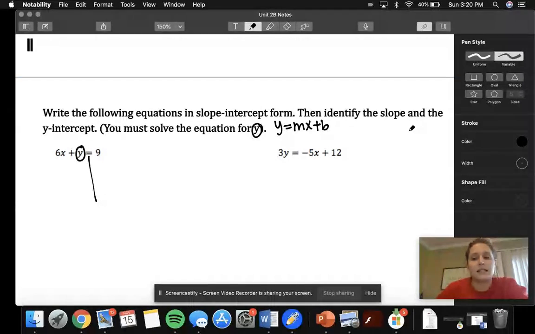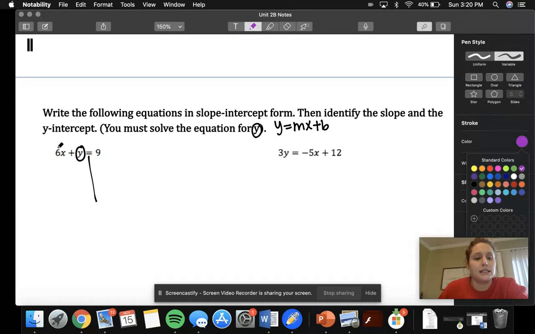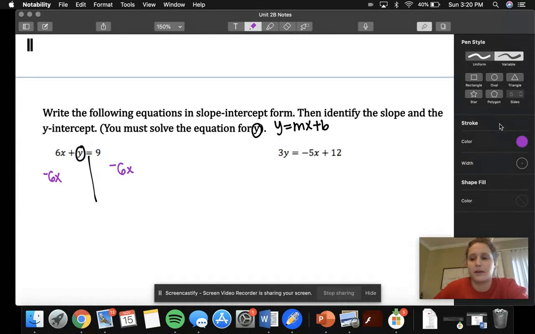Okay, but I have to ask myself, okay, I need this 6x to disappear. I want it to go away. So how would I move, or what's the opposite of a positive 6x? Well, that would be a negative 6x. Okay, whatever I do to one side, I'm going to do to the other side. Okay. Now over on the left-hand side, 6x minus 6x is 0, 0 x's. So I made that disappear on the left-hand side. So now I'm just left with y equals.